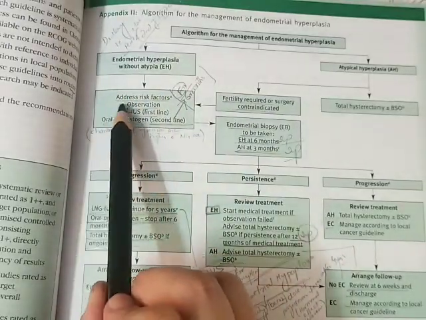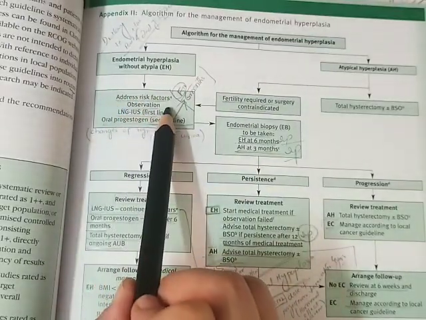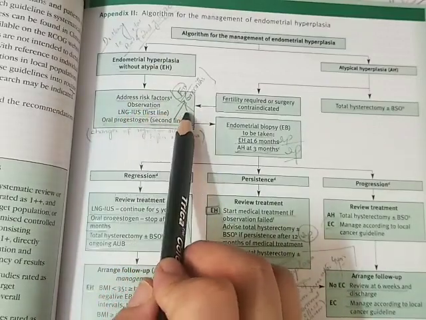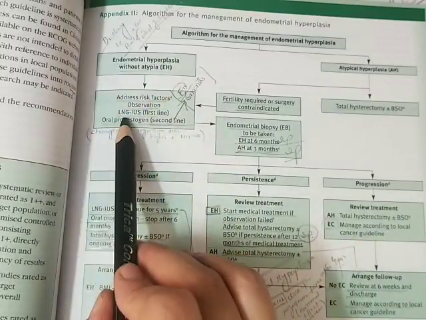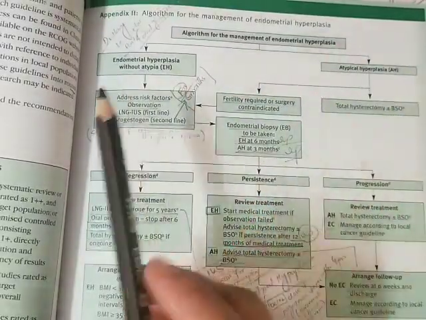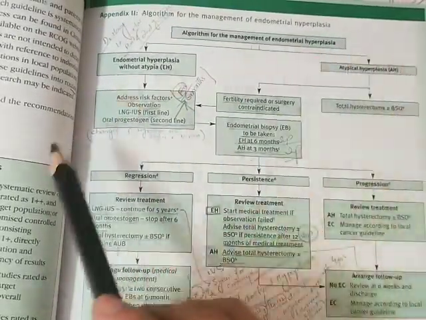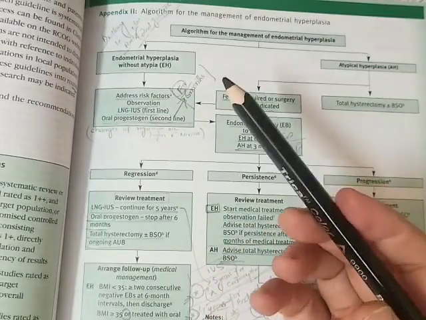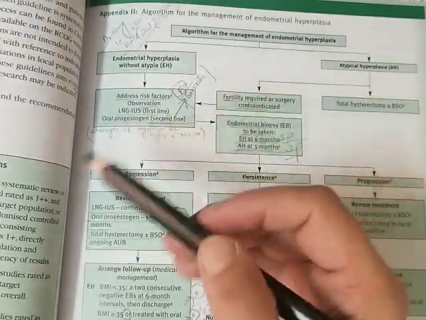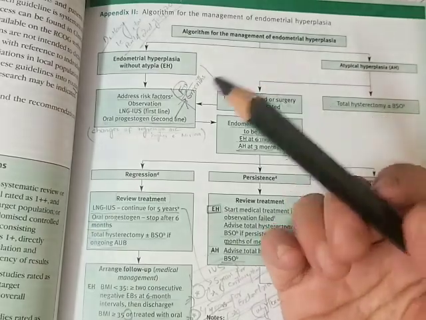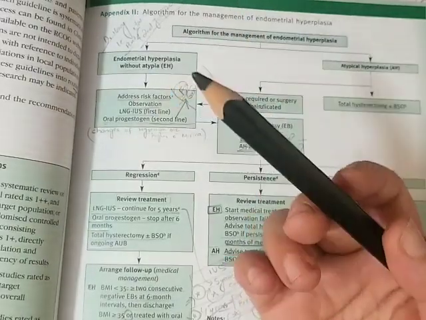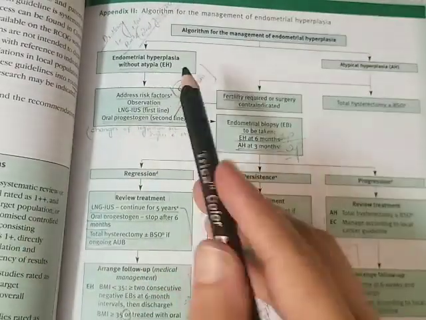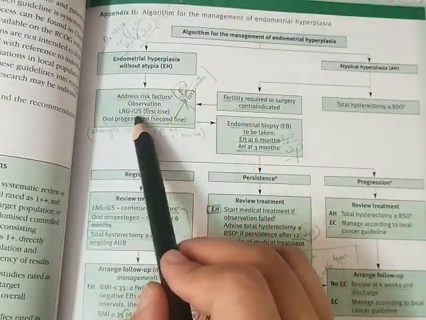What we have to do is address the risk factor observation. We have to check whether they have any risk factors, like we have discussed before: increased BMI, are they on any drugs like Tamoxifen, do they have PCOS, or are they in the perimenopausal stage or not. There are different risk factors which we have discussed. In them, the first line of management would be the Mirena.